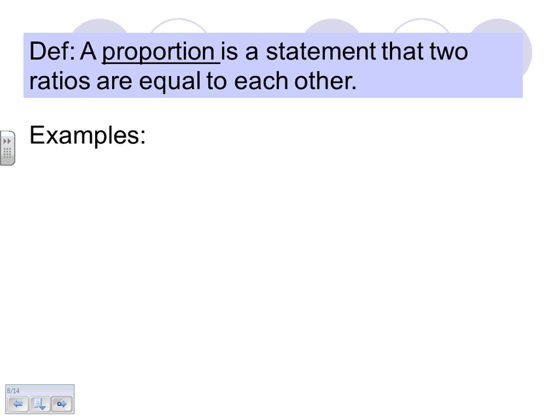This mainly relates to what you said earlier about solving. This is when we're going to do that. A proportion is a statement that two ratios are equal to each other.